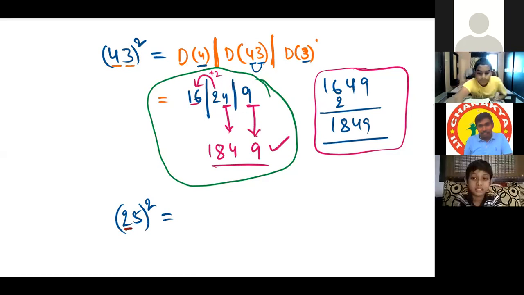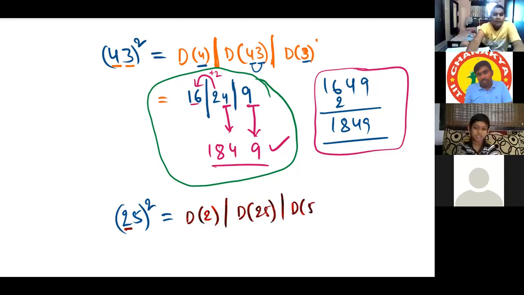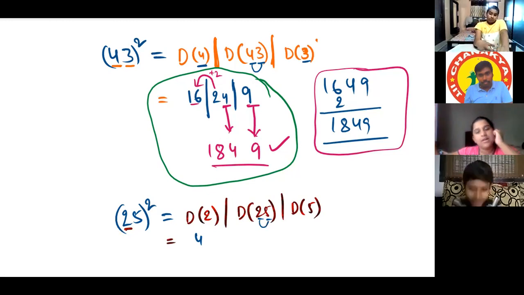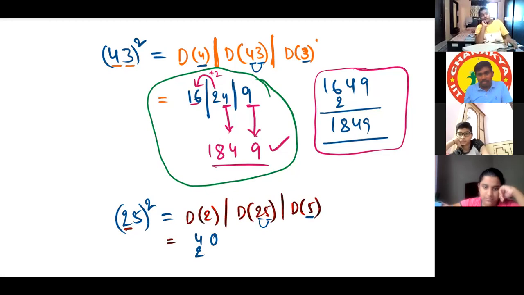So first we will write duplex of 2, then duplex of 25, then duplex of 5. Tell me, duplex of 2 is 4. Duplex of 25 is 2 into 5 is 10, double is 20, which means 2 here, 0 here. Then duplex of 5 is 25, which means 2 here, 5 here. So after balancing, your answer will be 625.